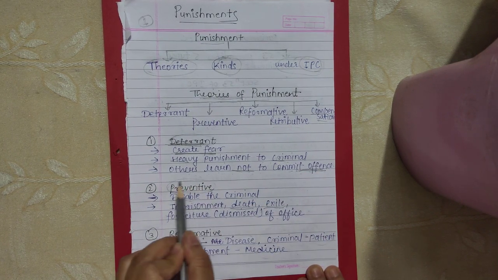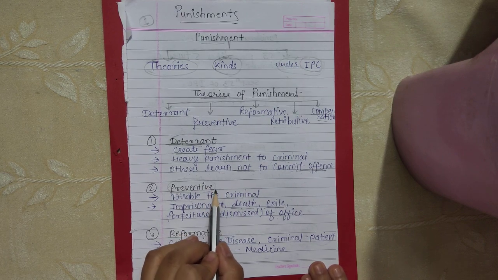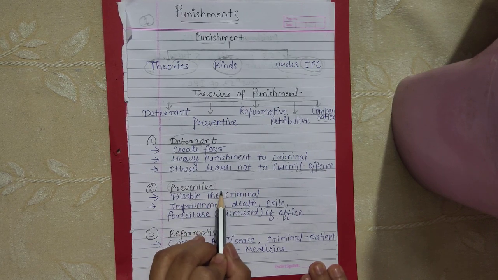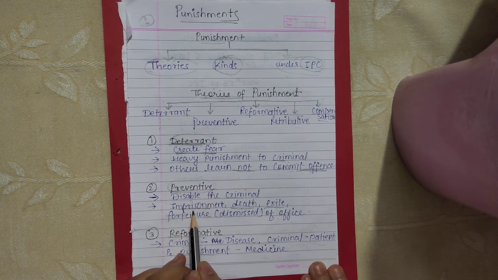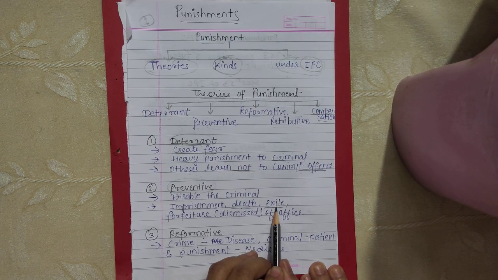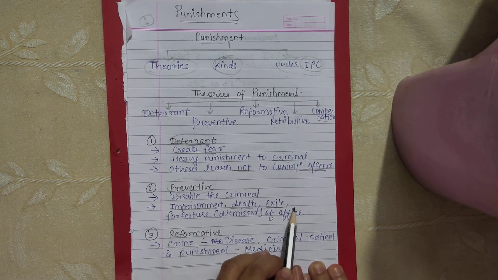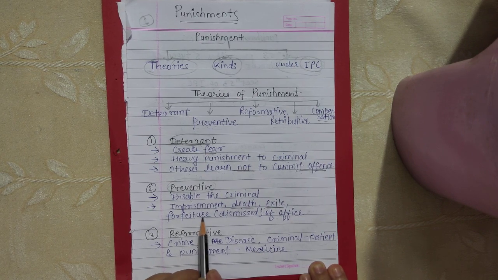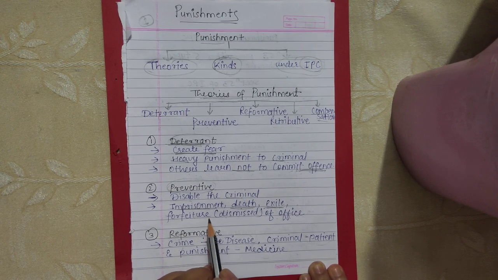Next, preventive theory. Preventive theory means to disable the criminal so that he is not able to commit the offense twice. In this theory, the punishments given are imprisonment, death, exile. Exile means forcing a criminal to leave their own country, forfeiture or dismissal from the office so that he is disabled to commit the offense.